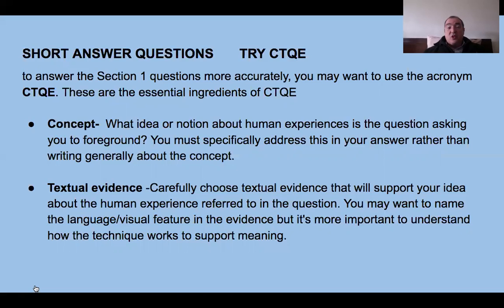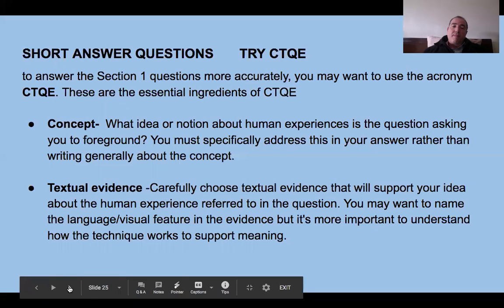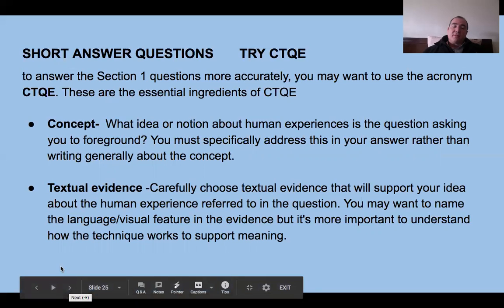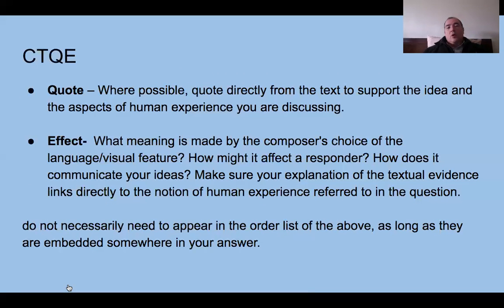The textual evidence. You need textual evidence for everything. Carefully choose the textual evidence that will support your idea about the human experience referred to in the question. You may want to name the language or visual feature in the evidence, but we need to say how the technique works to support the meaning. So, concept, textual evidence, quote, and the effect. Quote, where possible, quote directly from the text to support the idea and the aspects of human experience you are discussing.